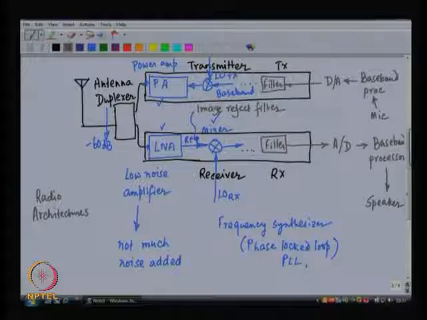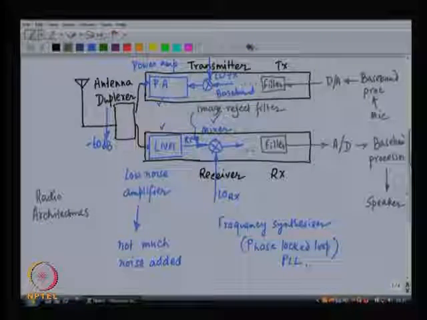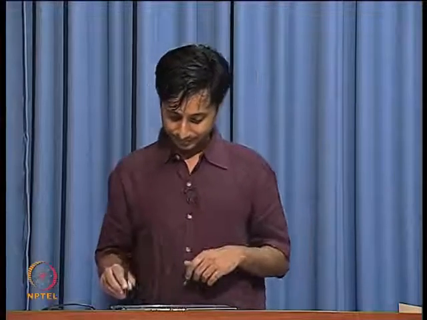And this is basically the course plan. So, the objectives of this course are to discuss the power amplifier, to discuss the low noise amplifier, to discuss the mixer, and to discuss the frequency synthesis procedure. So, these are the primary objectives. After we have reached these objectives, we will talk about different radio architectures and finish up. So, that is the idea.